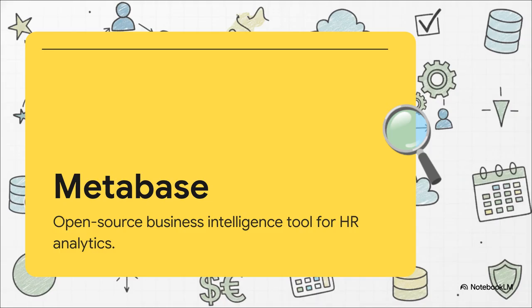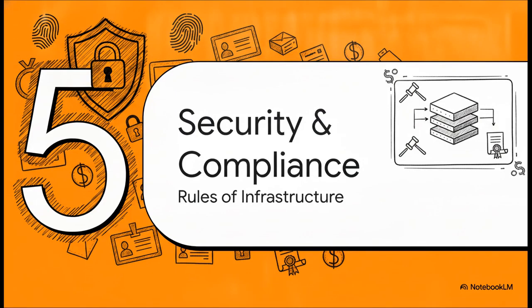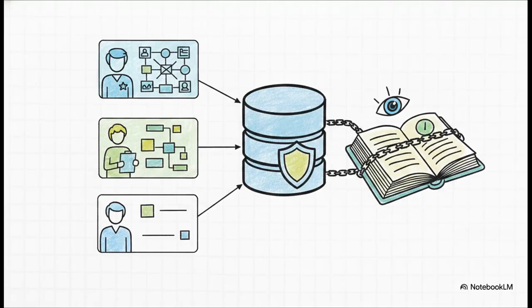But a major warning here. Access to these analytics must be deliberately conservative. Giving broad visibility into performance or compensation data can create massive legal and organizational risks for sure. Which brings us perfectly to Section 5, Security and Compliance, the non-negotiable rules of infrastructure. Let's establish your 2 non-negotiable security essentials.